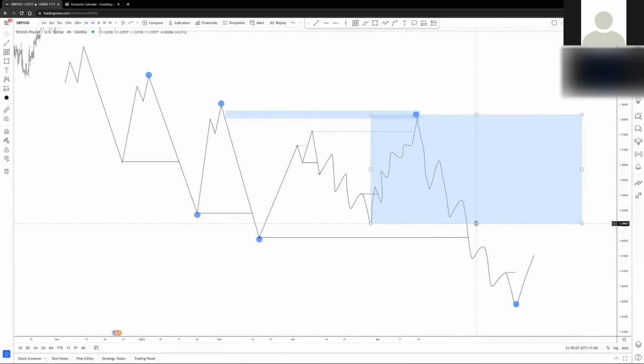Because it took the liquidity. This is where it started to push up to take out this liquidity, because on a lower time frame you can see all of these swings, but if you go to a higher time frame, it's just one big candle. So this right here is how trading ranges are created.